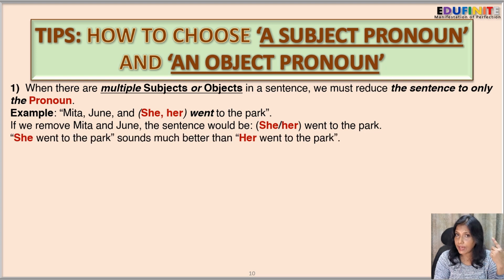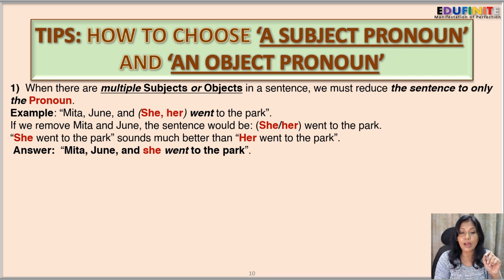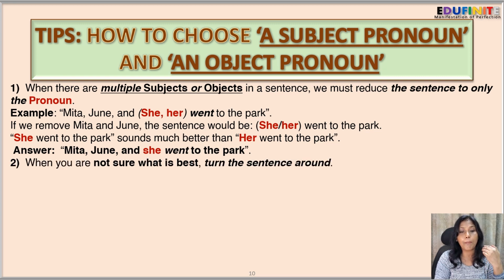But if we listen to it, "she went to the park" sounds much better than "her went to the park." So the answer has to be she: "she went to the park." Next, when you're not sure what is the best, then turn the sentences around.